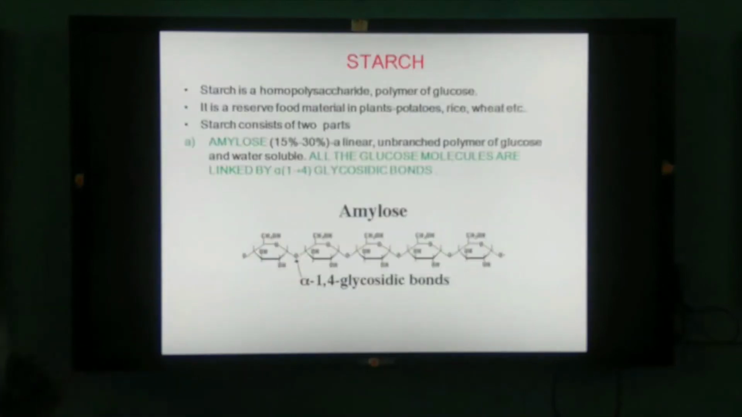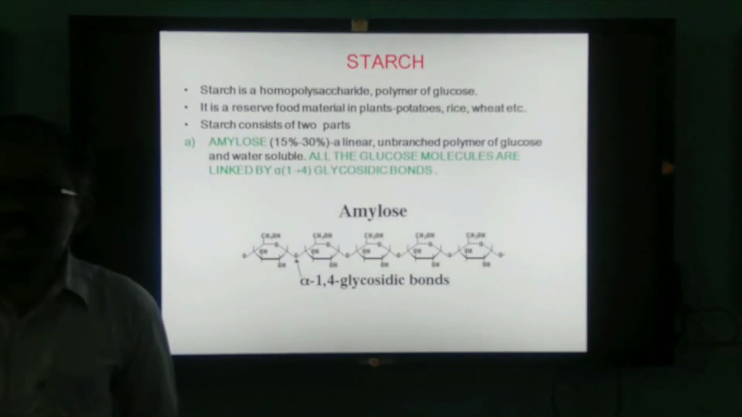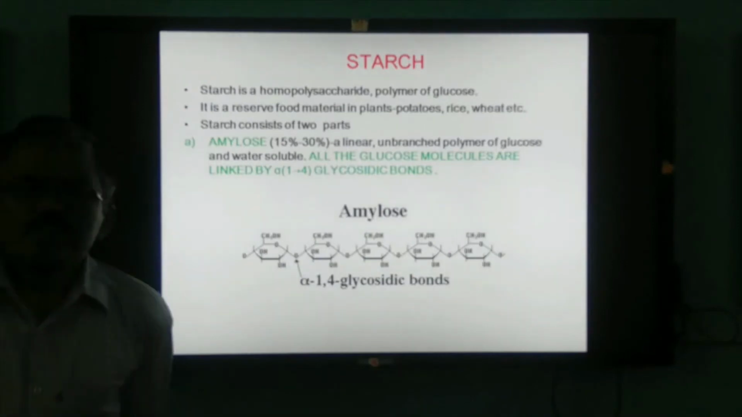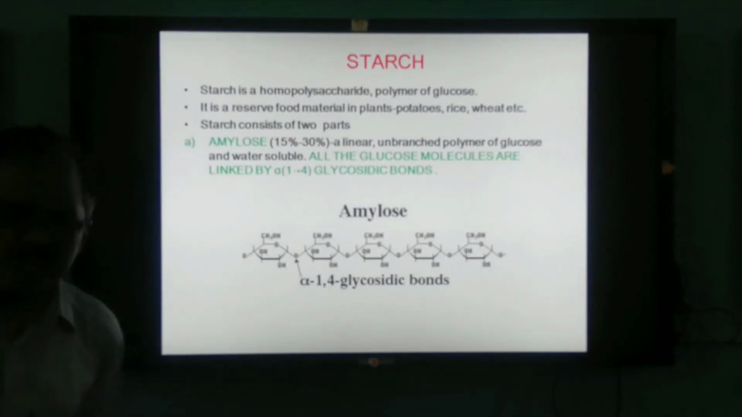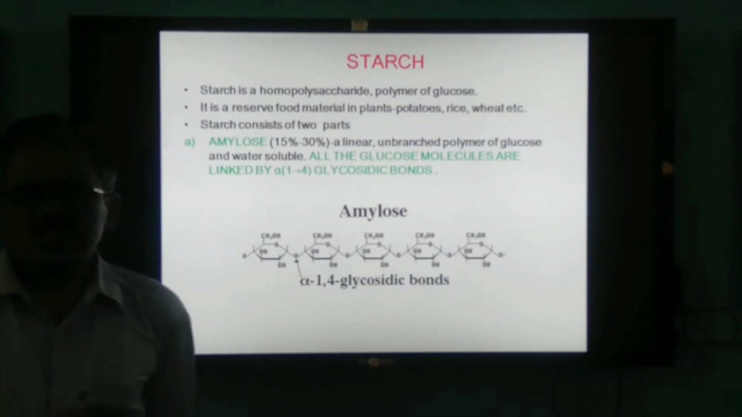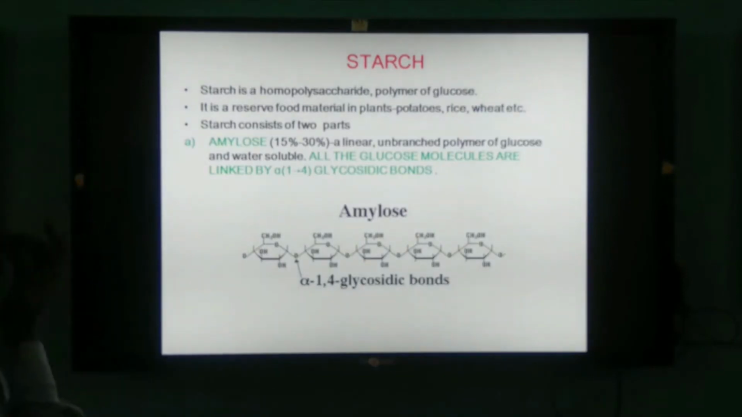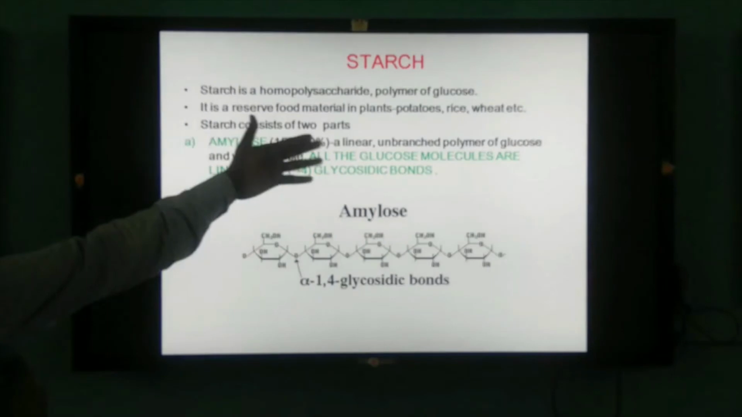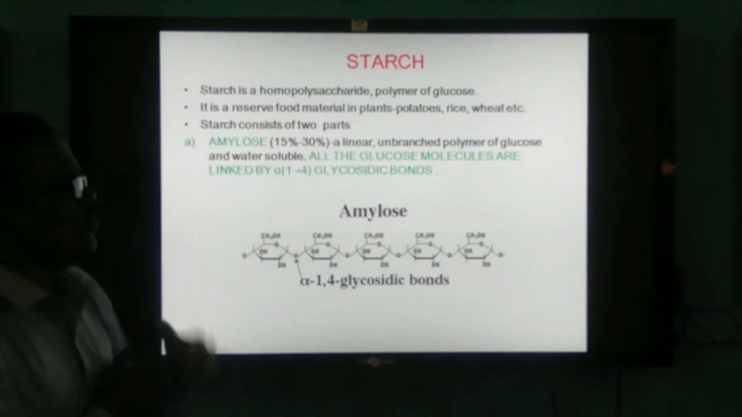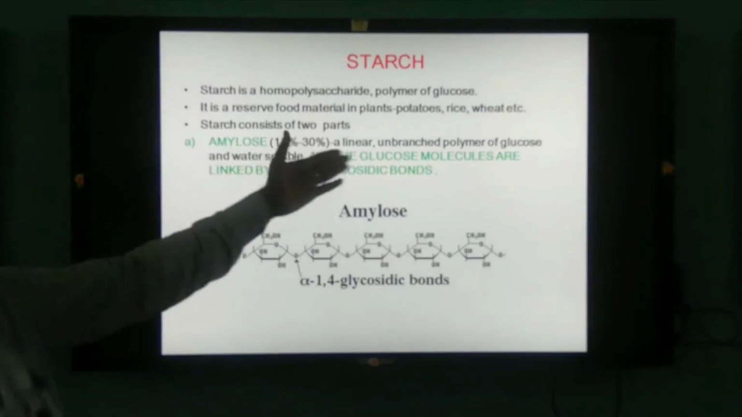Next, we will come to the polysaccharides. Under polysaccharides, the best example is starch. It is a polysaccharide of alpha glucose. There are two types: amylose and amylopectin. Starch is a polymer of alpha glucose, generally a homopolysaccharide formed by only one unit, glucose. It is a reserve food material in plants: potatoes, rice, wheat, etc.